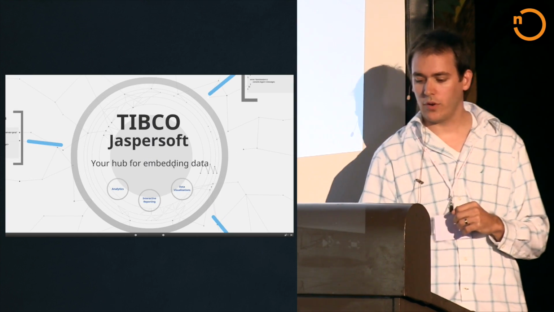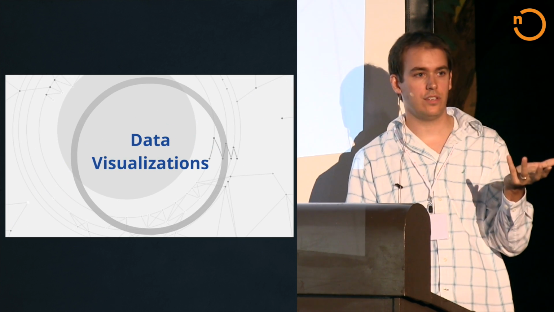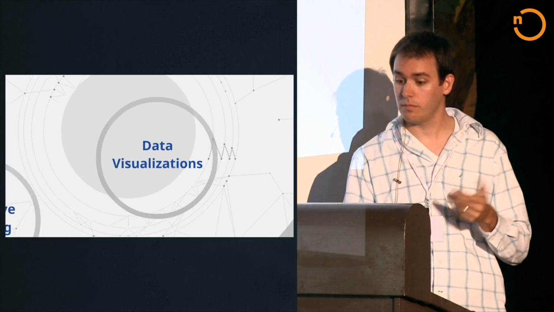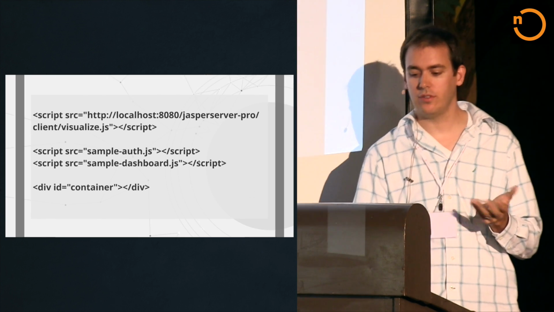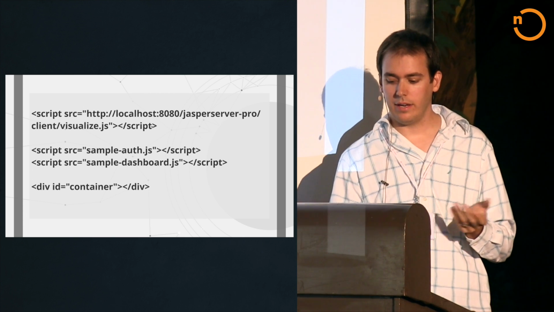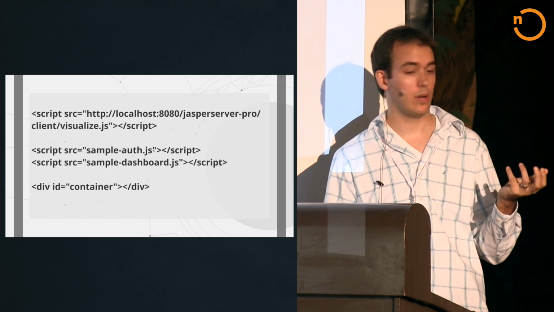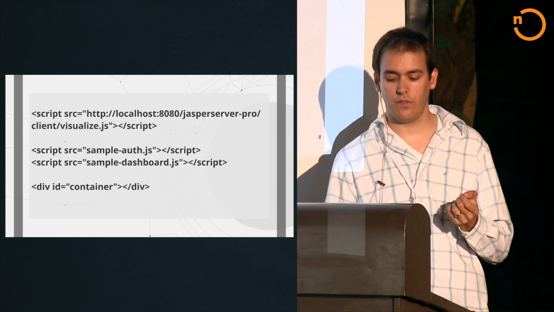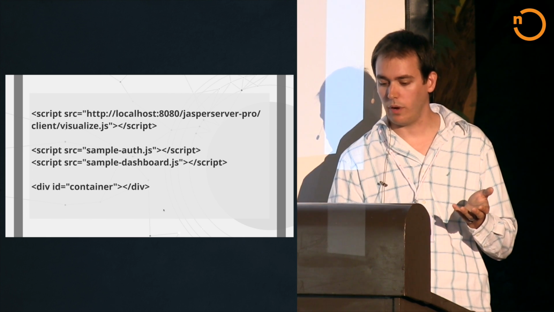So with that, you're going to have your analytics, your interactive reporting, and your data visualizations that are built in. You can also pull data visualizations in from other things like D3 if you needed to. So here's an example of some code, very simple, right? You're just pulling in the Visualize.js API here. And then here I have a couple examples I'm going to show you. You might have an authentication bit of JavaScript, you may have a dashboard bit of JavaScript going on, and then here's your container for holding a single visualization or report. So this is really simple at this point.